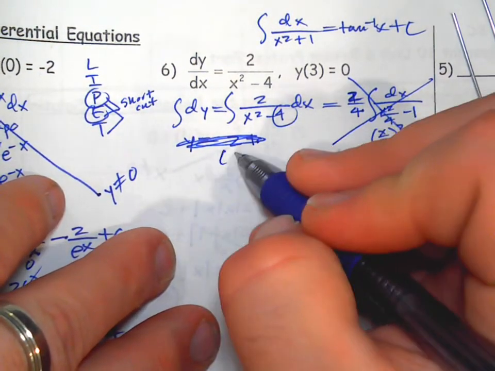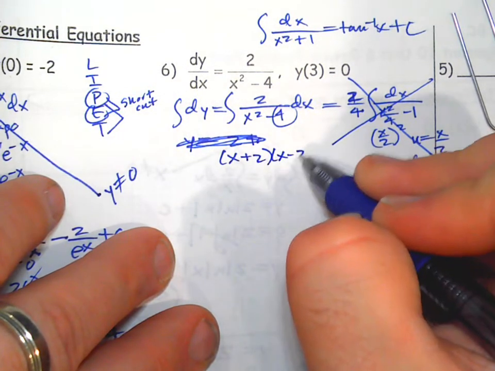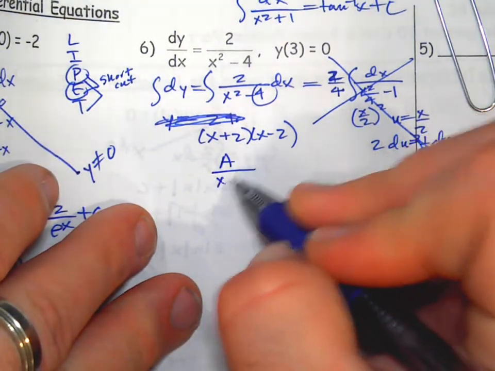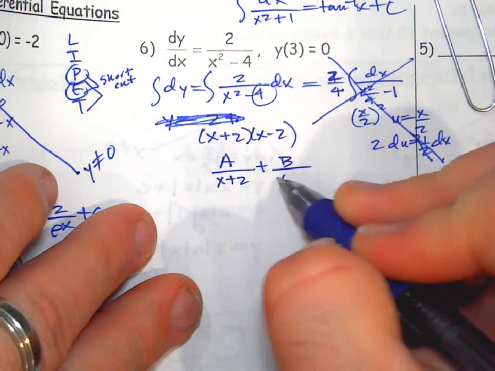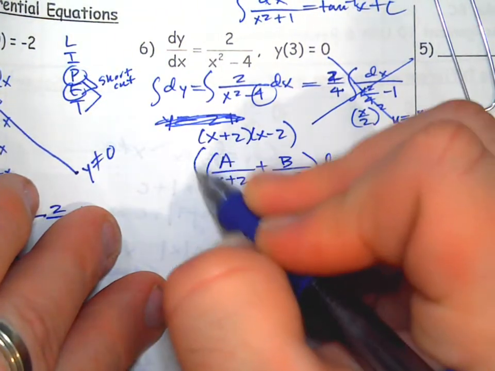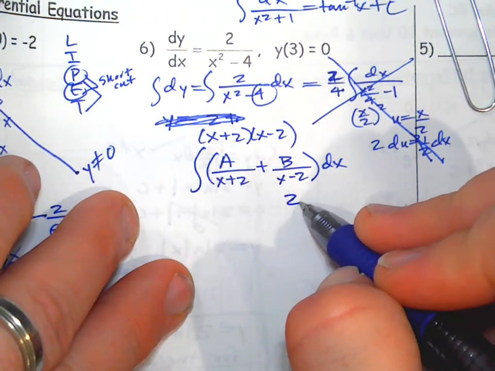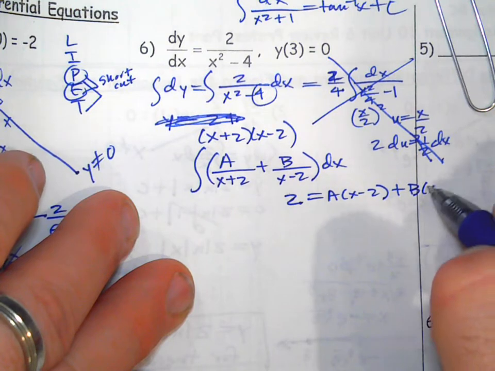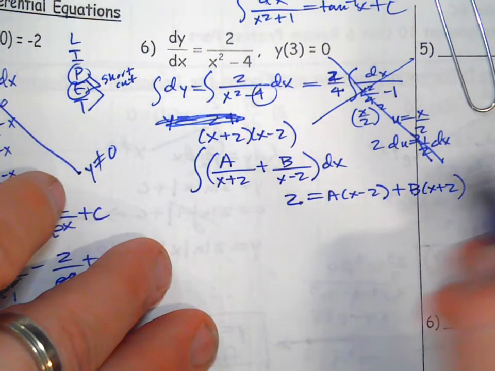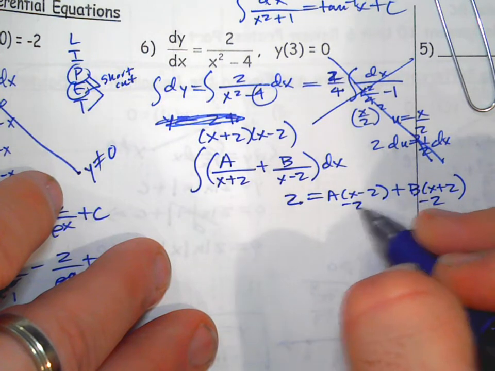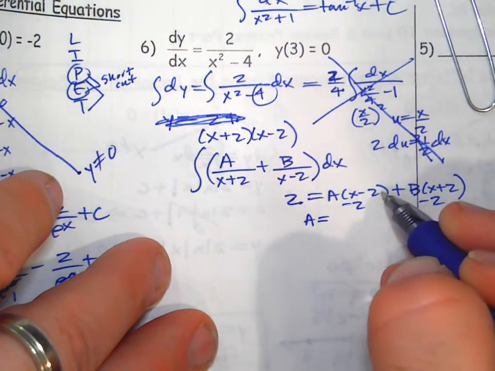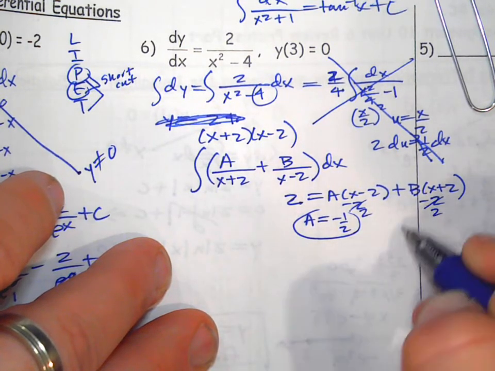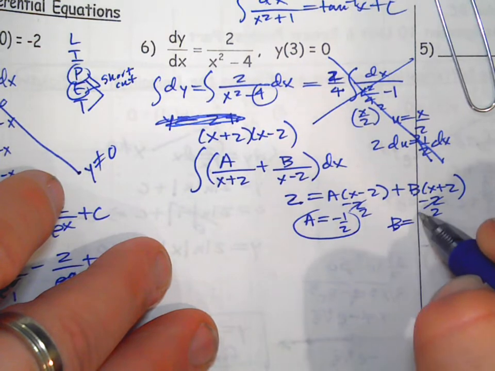What we do have to do here is if we factor the bottom, we have to use partial fractions. All right, let's do it. A over x plus 2 plus b over x minus 2. Right? And we multiply through by the least common denominator. 2 equals a times x minus 2 plus b times x plus 2. Plug a negative 2 in. A equals 2 divided by negative 4. It's negative 1/2. Plug a positive 2 in. 4b equals 2. B equals 1/2.